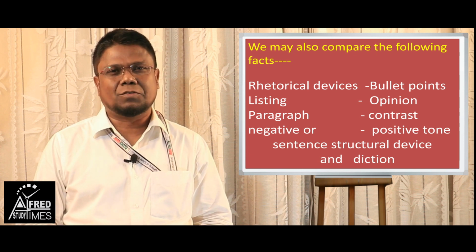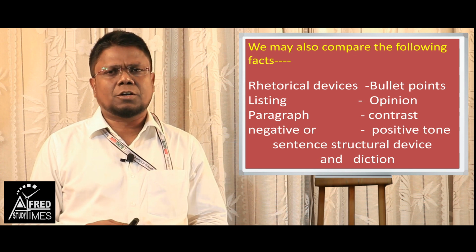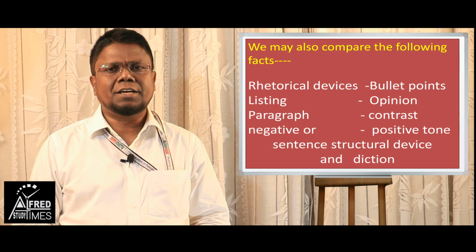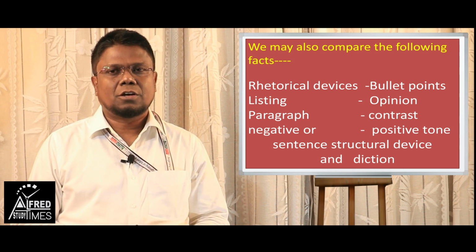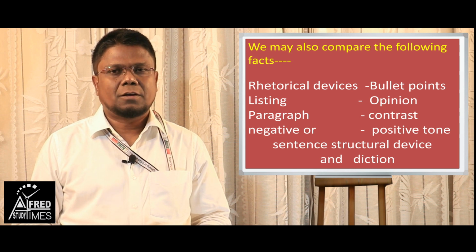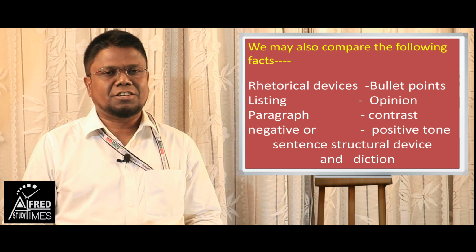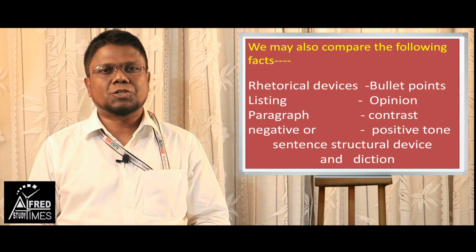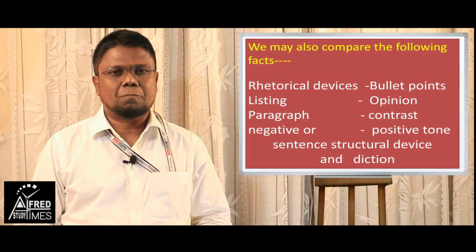For question number 7, a rhetorical device creates a very good emotion for the readers and writers both. Listing creates a list of different objects. Paragraph, contrast, sometimes light and dark, and different types of contrast we may find in text 1 or text 2.